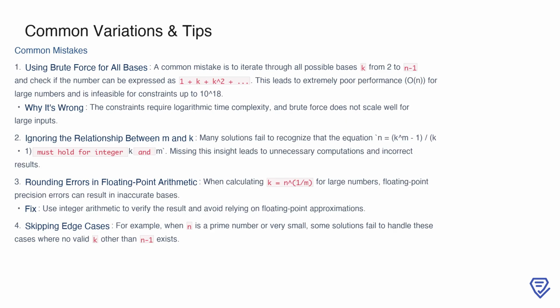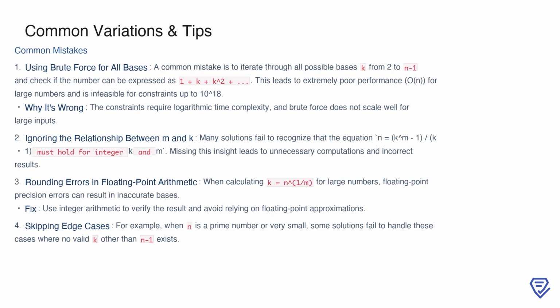When solving the smallest good base problem, there are several common mistakes to watch out for. One major mistake is using brute force to iterate through all possible bases from 2 to n-1, checking if the number can be expressed as a sum of geometric progression terms. While this approach might seem straightforward, it leads to extremely poor performance, especially for large inputs up to 10 to the power of 18, as the time complexity becomes linear in n. Instead, we need logarithmic time complexity to handle such constraints effectively.